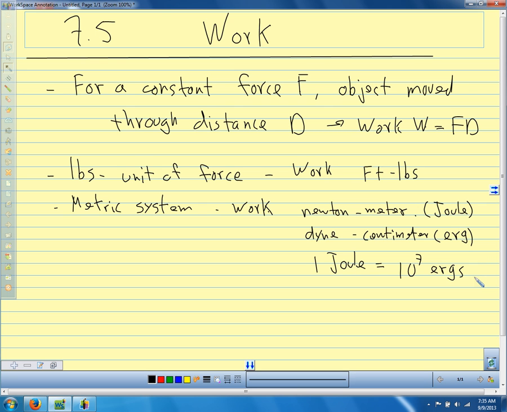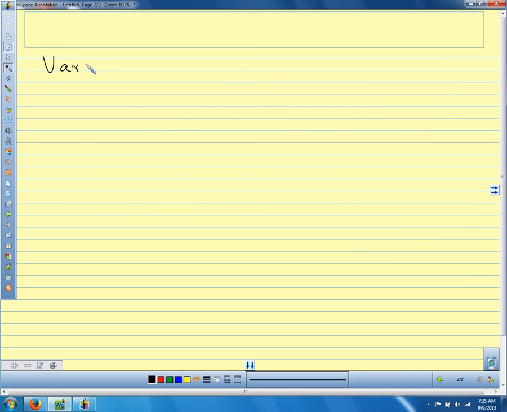So what we're interested in, we're not interested in constant forces. Because we're studying calculus, we want things to vary. So we want to find the work done if we have a variable force. So let's talk about a variable force. That's when things start getting interesting. Let's say we have a force that varies as we're moving along the x-axis. So we have f is some function of x.